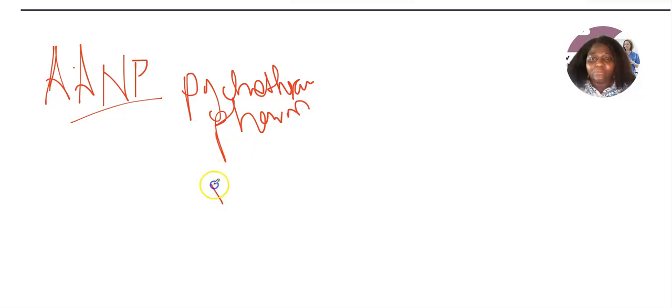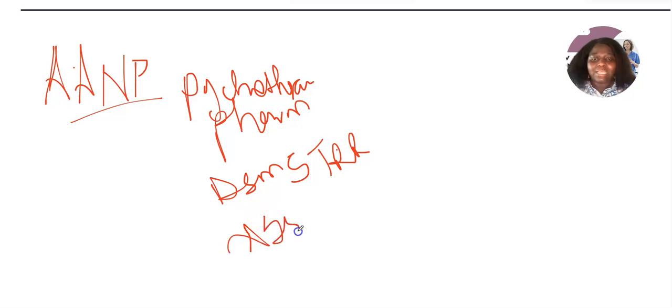And then we have to know our what? Our DSM-5-TR. That is not a given. We have to know it. And then apart from our diagnosis and DSM-5-TR, we also have to understand assessment. When we say assessment, it is specifically psychiatric assessment.